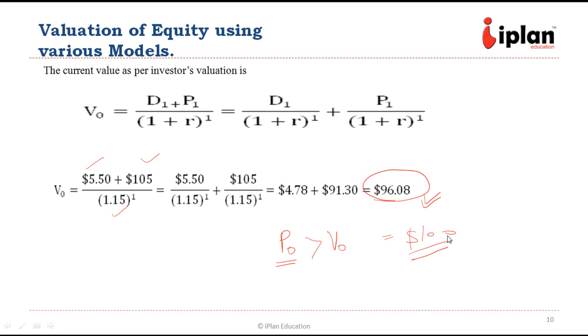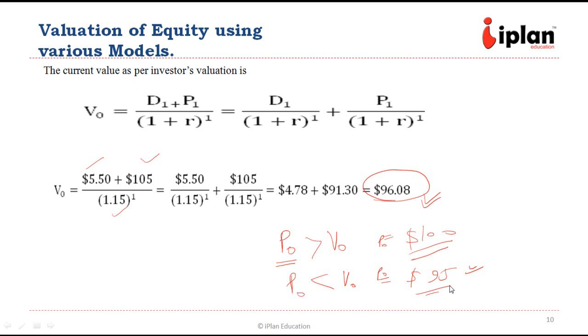And if we find that P0 is less than V0, for example if the price is $95, then it is underpriced and we should buy the stock. So this is how we make a decision based on equity valuation. Let us move to the next slide.